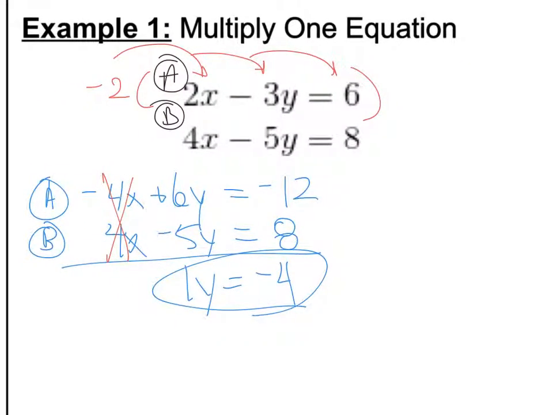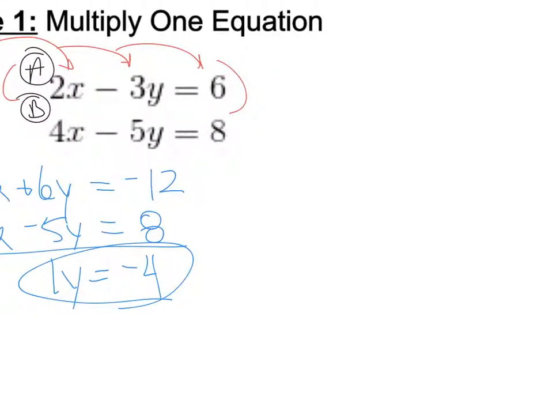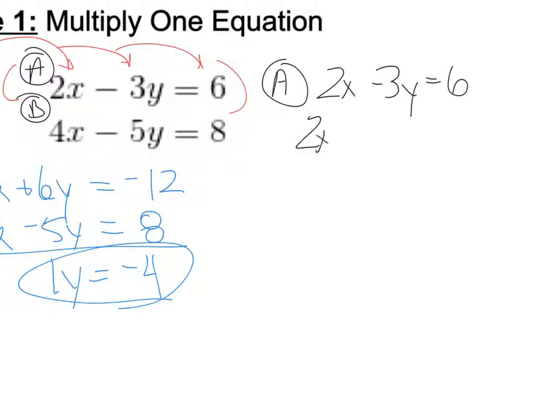Now that we know what y equals, you're going to want to pick one of these two equations up here to plug this value in for y. Let's just pick the A equation. It doesn't really matter. You should get the same thing. So we're going to scooch over here a little bit. The original A equation said 2x minus 3y equals 6. So 2x minus 3, and we plug in the value for y, which is negative 4.